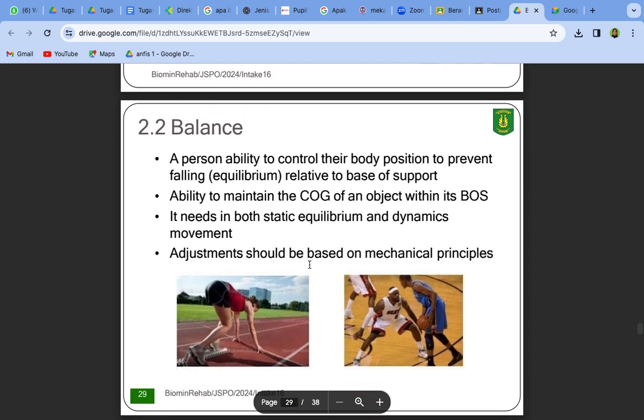Balance is a person's ability to control their body position to prevent falling, or equilibrium relative to the base of support. It is the ability to maintain the COG of an object within the BOS. It is needed in both static equilibrium and dynamic movement. Adjustment should be based on mechanical principles.